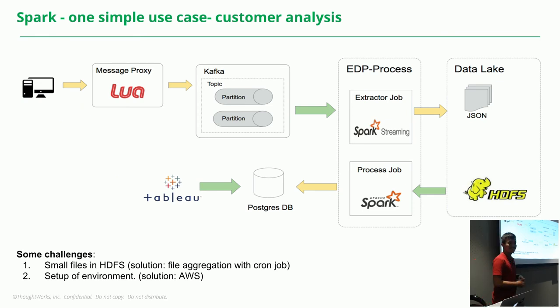How many JSON files do you create? One per topic or one per day? One per topic, and the folder is the topic, and the subfolder is the date. So the day you create this file. 24-hour basis.